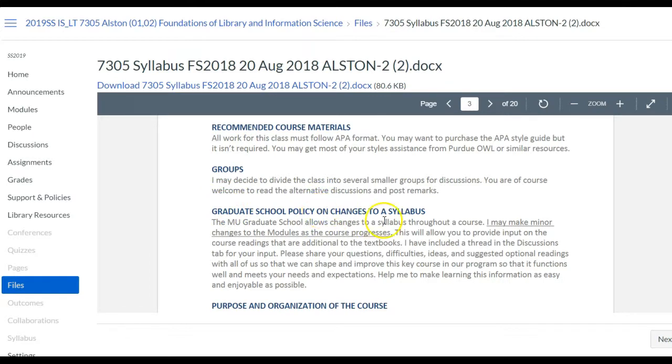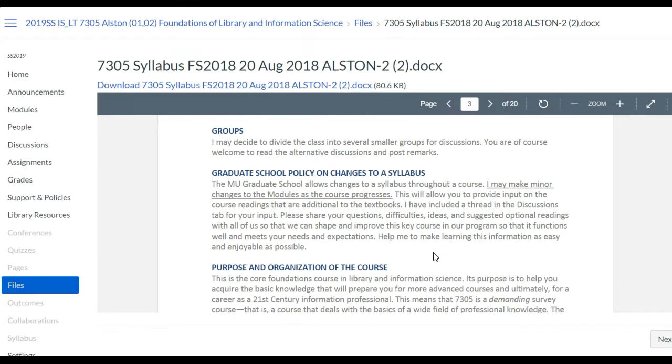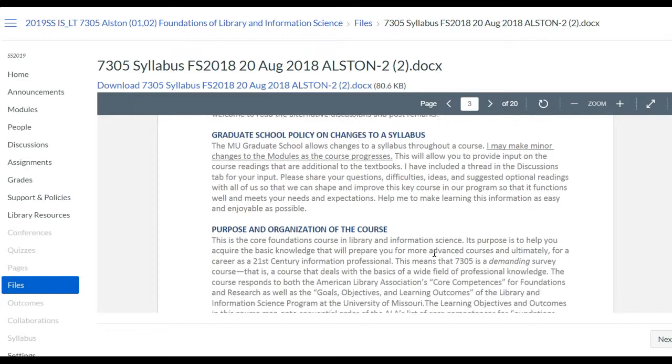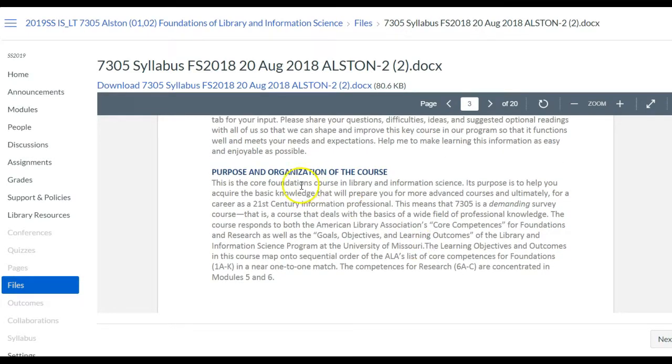Graduate school policy on changes to the syllabus. Just so you all know, I am allowed to make some minor changes to the modules and to the syllabus as the course progresses. I'm going to try to avoid doing that, but I do reserve that right. Okay, purpose and organization of the course.